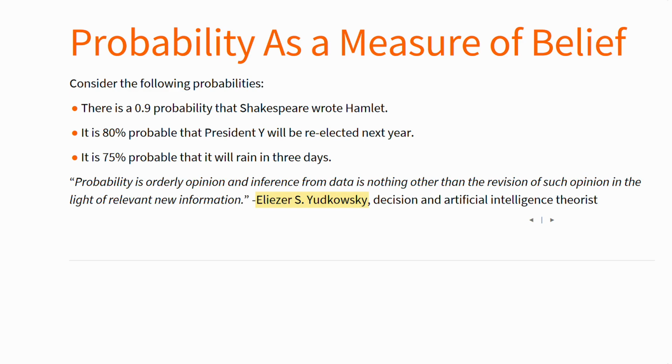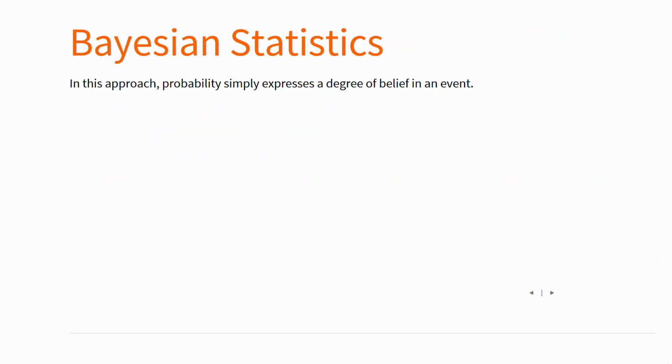Eliezer Yudkowsky summarizes the Bayesian approach like this. Probability is orderly opinion, and inference from data is nothing other than the revision of such opinion in the light of relevant new information. So here, probability is simply the expression of how much one believes in something. The Bayesian approach equates probability to an event occurrence directly, even if it's the first time it happens. Probability is always conditional. It's based on the prior and posterior knowledge and on current data. This makes Bayesian statistics largely data-driven.